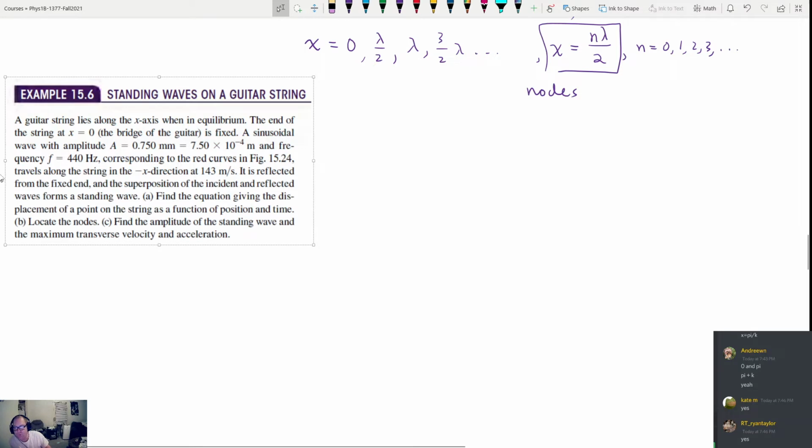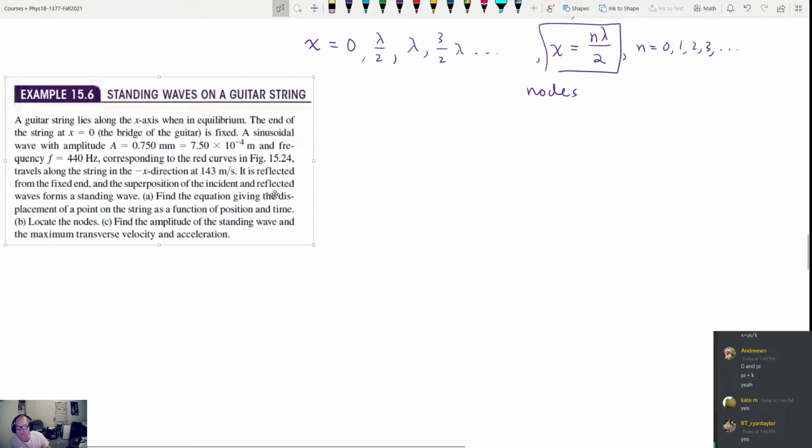Travels along the string in the negative x direction at 143 meters per second. It's reflected from the fixed end and the superposition of the incident and reflected waves is the standing wave. All this stuff is basically to say we have a standing wave. This is the frequency. This is the amplitude. And this is the speed. Those are the three things we're going to need to know.